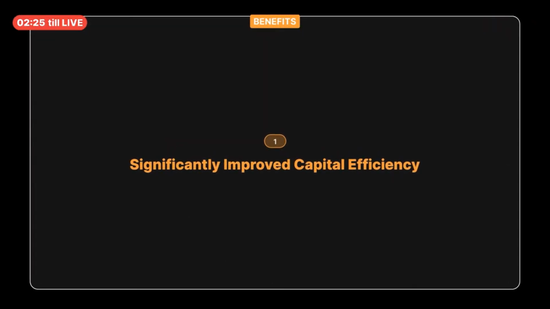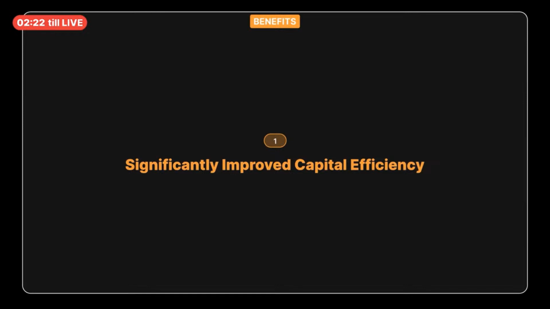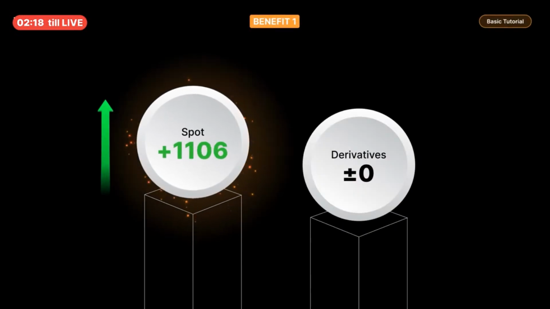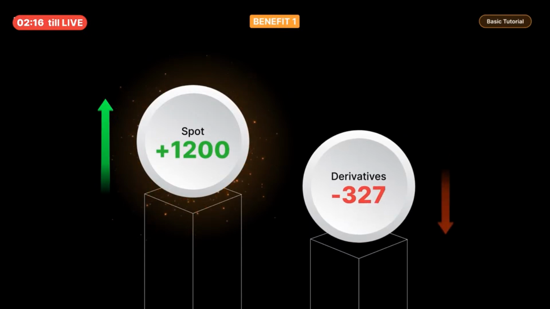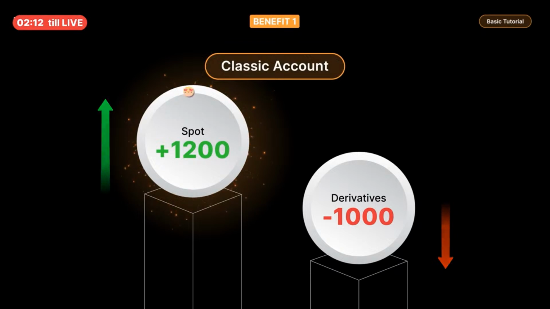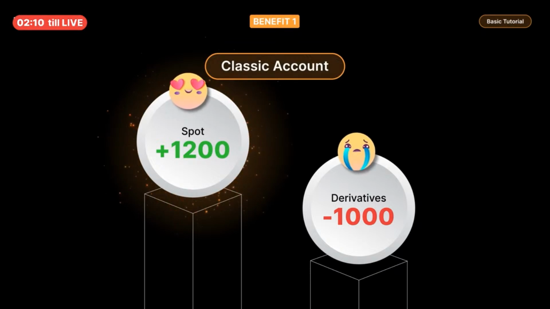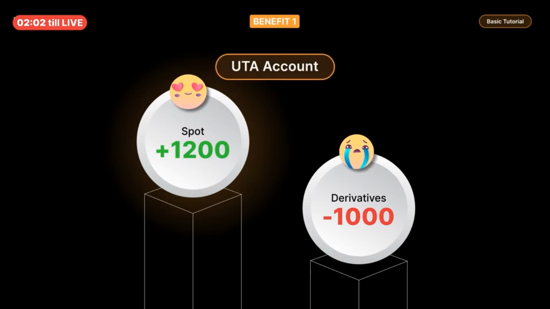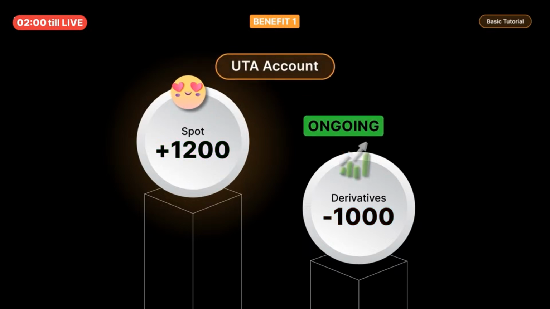Benefit 1. With UTA, you can optimize your capital usage. For example, you may earn $1,200 on trade spots, but lose $1,000 on derivatives. In a classic account, spot and derivatives are managed separately. This means that if your margin for derivatives falls short, you risk liquidation. However, with a UTA account, profits and losses from spot and derivatives can offset each other, reducing liquidation risks.